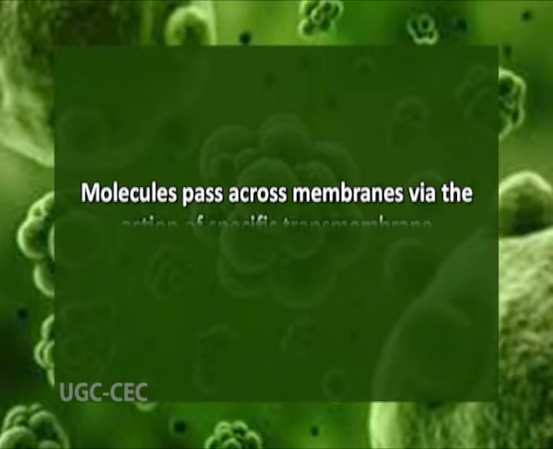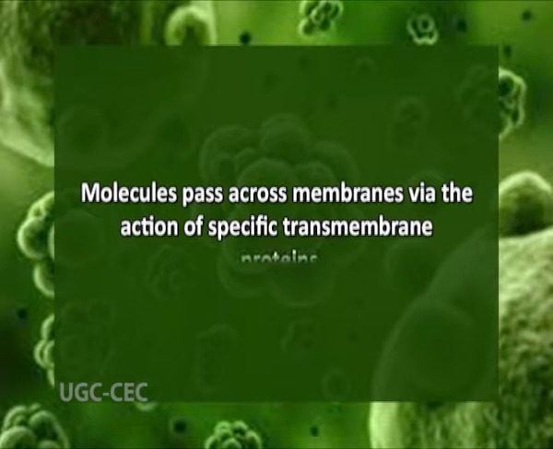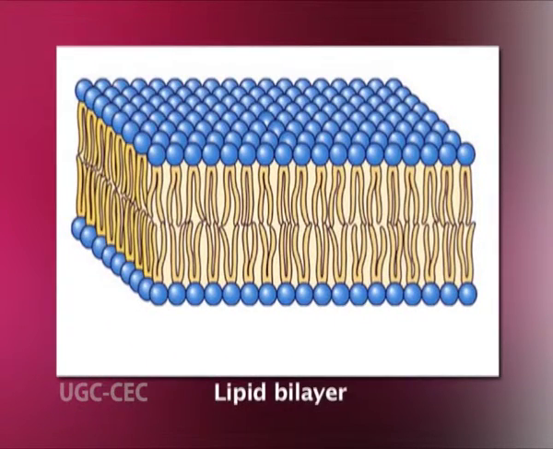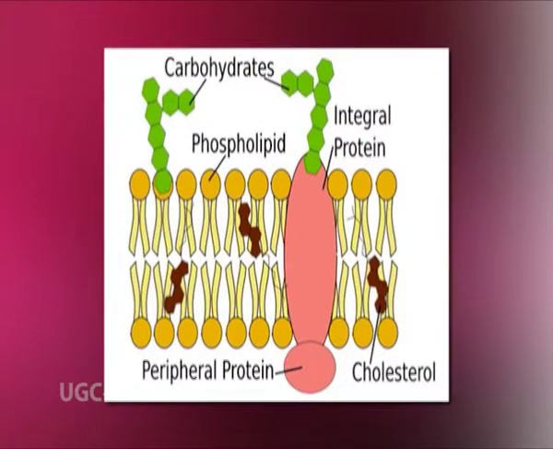These molecules pass across membranes via the action of specific transmembrane proteins, which act as transporters. Such transport proteins determine the selective permeability of cell membranes and thus play a crucial role in membrane function. They contain multiple membrane spanning regions that form a passage through a lipid bilayer, allowing polar or charged molecules to cross the membrane through a protein pore without interacting with the hydrophobic fatty acid chains of the membrane phospholipids.